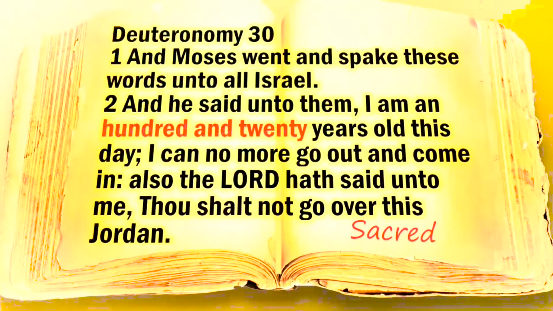And Moses went and spake these words unto all Israel. He said unto them, I am 120 years old this day. I can no longer go out and come in. Also the Lord has said unto me, thou shalt not go over this Jordan. So that was a sacred time. He died at 120 years of age.